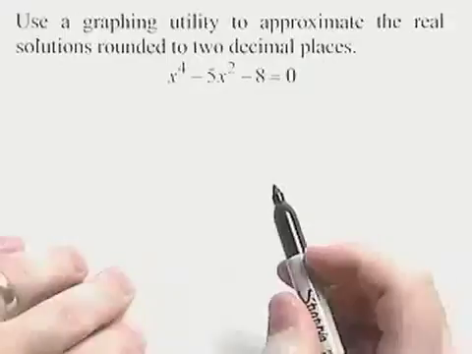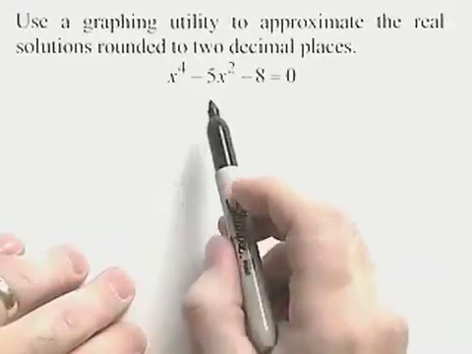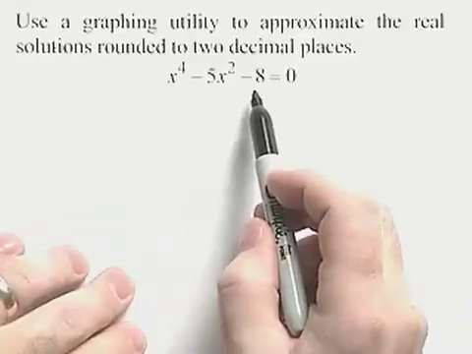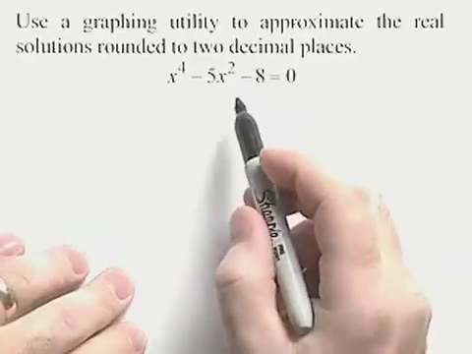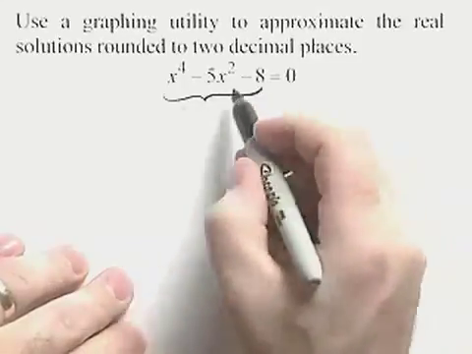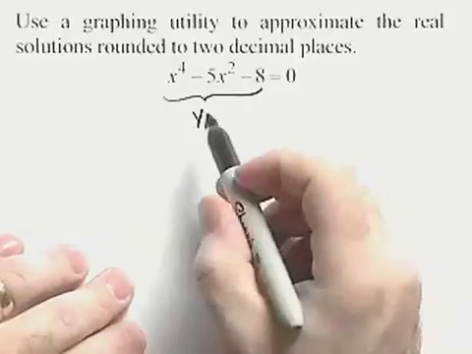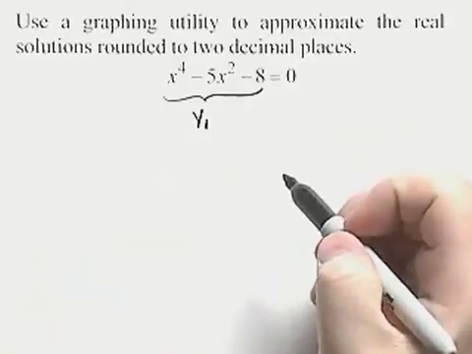Here again, we're going to use a graphing utility to find all the real solutions for an equation. We're asked to find the real solutions for the equation x to the fourth minus 5x squared minus 8 equals 0. Since the left side is equal to 0, we're going to enter this left side as y1 in our graphing calculator, and then we're going to find out where y is equal to 0.